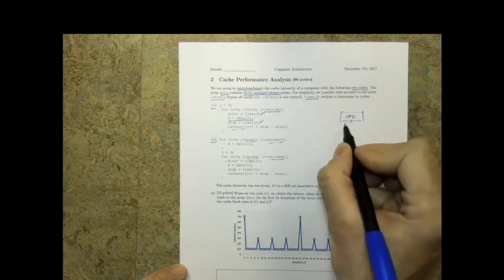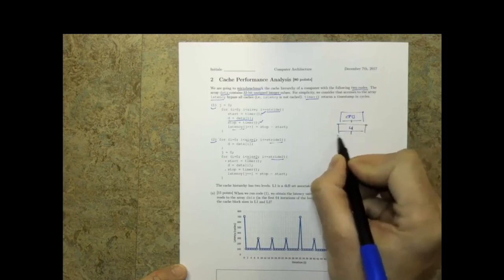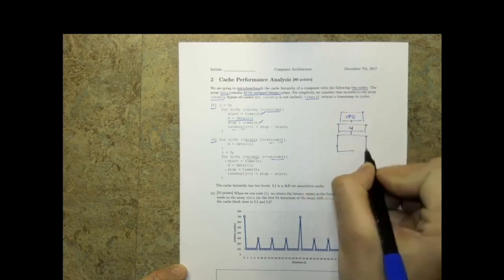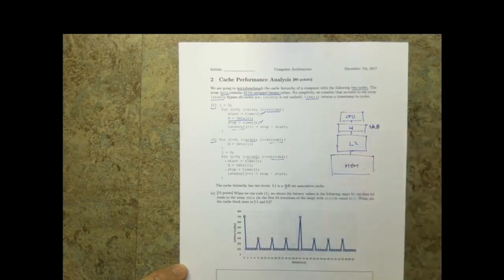But as you can see, it is in loop 2 where we are going to measure the number of cycles that we need. As the question says, the cache hierarchy has 2 levels, so we will have our CPU, L1, L2, and main memory. And we also know that the size of this L1 is 4 kilobytes.